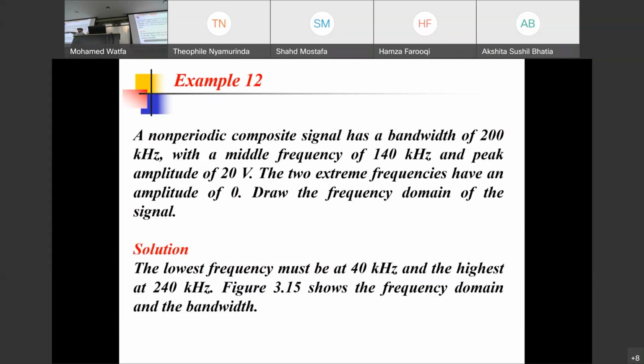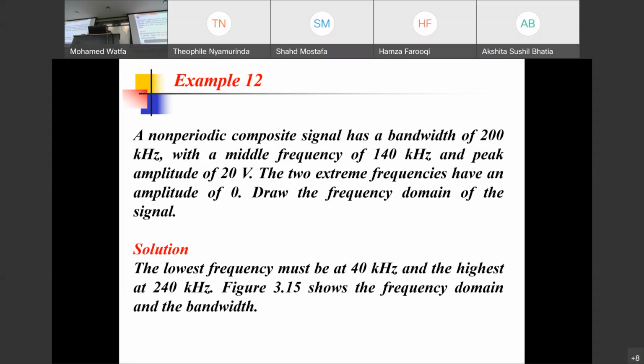Something like what I do. Maybe a square, maybe a trapezoid. Could be anything. Could be a triangle even. So it has a bandwidth of 200, with the middle frequency of 140. The middle is 140. Okay? And the peak is 20. The peak, the highest, is 20. The two extreme frequencies have an amplitude of 0.